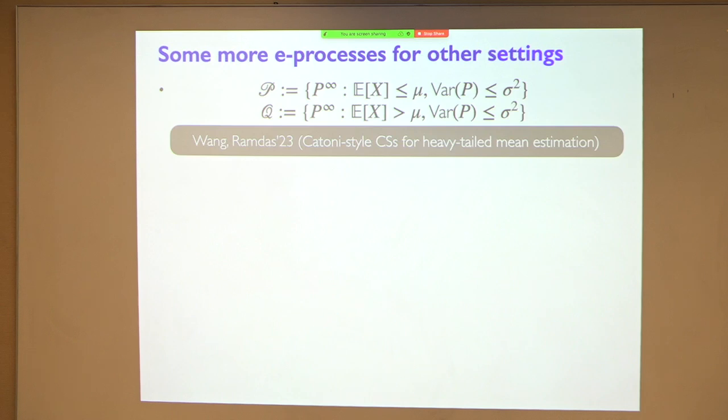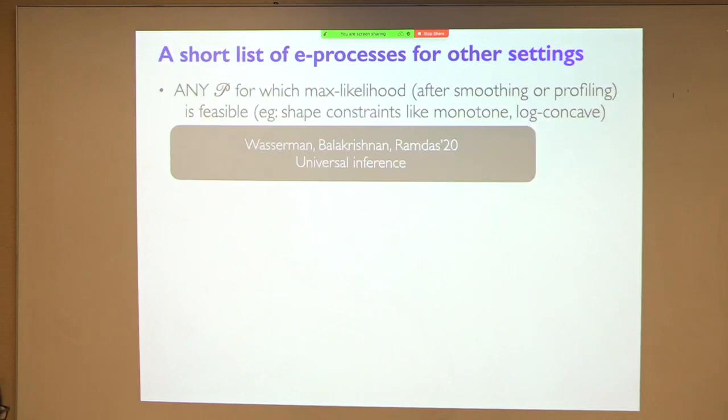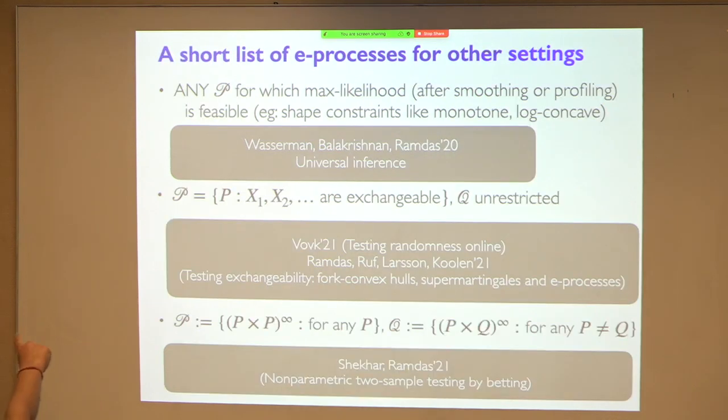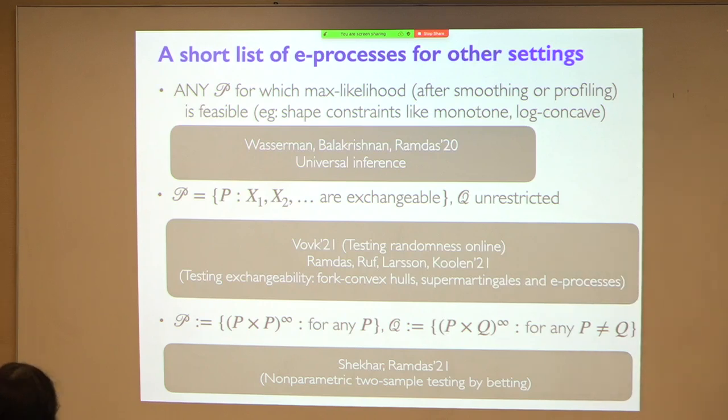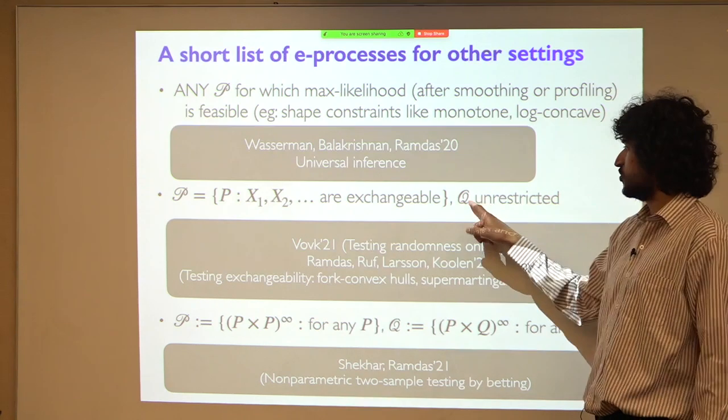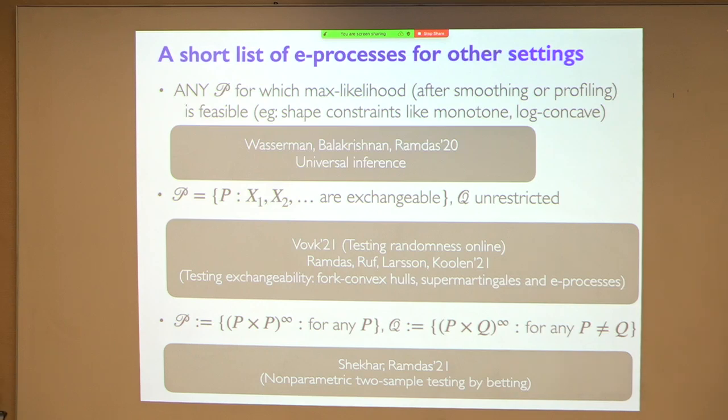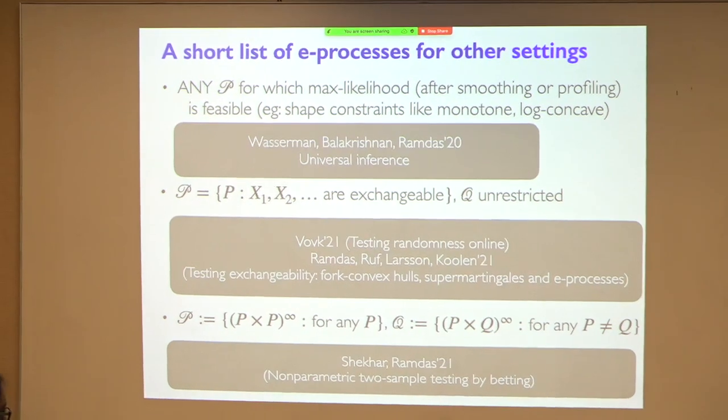Question. This is maybe a bit pedantic, but going back to your previous example of P and Q, P being exchangeable and Q being unrestricted. Strictly speaking, unrestricted includes states of exchangeability. Yeah, I guess I really mean unrestricted outside of script P. But you have to be more careful about it. That's why I said think of Markovian. In this case you cannot have power against every script Q, but you can have power against, for example, all Markovian processes.